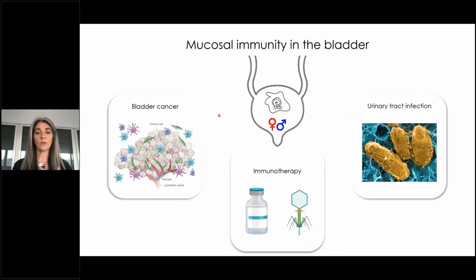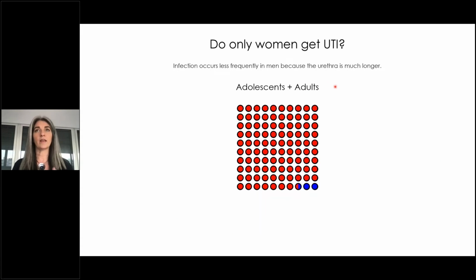And ultimately what we want to do is identify targets for immunotherapy so that we can ultimately improve patient response in both of these disease contexts. And one of the things that we're really quite interested in is that both of these diseases have really strong sex biases. Bladder cancer is much more common in men, and urinary tract infection is much more common in women.